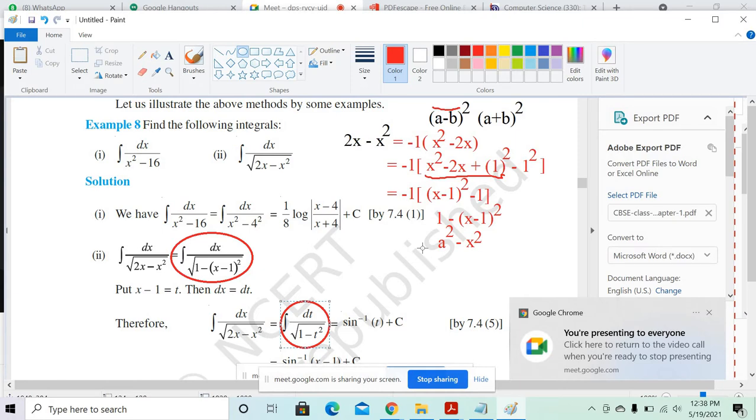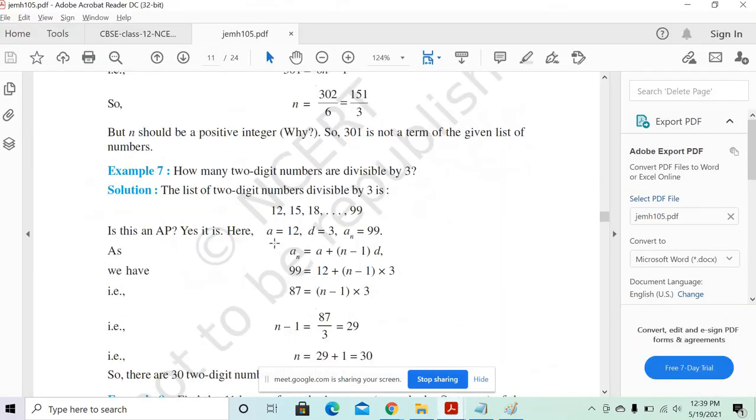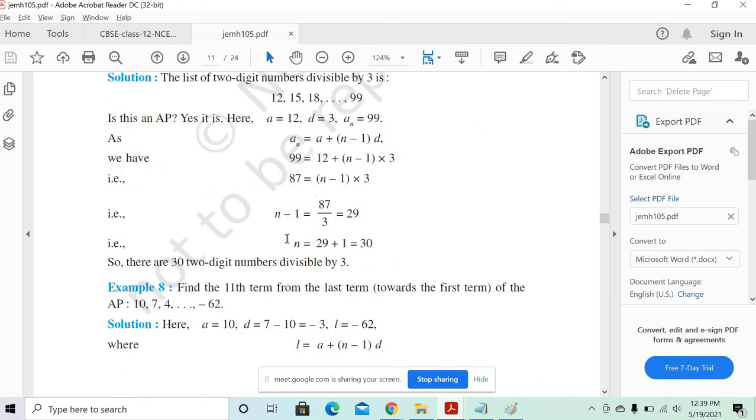So I'm getting 30. You're getting 30? Let's see. Is 30 the correct answer? Yeah, sir, I'm getting 30. Excellent. So the total number of terms are how many? 30 then? Got it, no? Yeah, sir. Excellent. So basically when you count from 12 to 99, the numbers divisible by 3 are 30 terms. Fine?